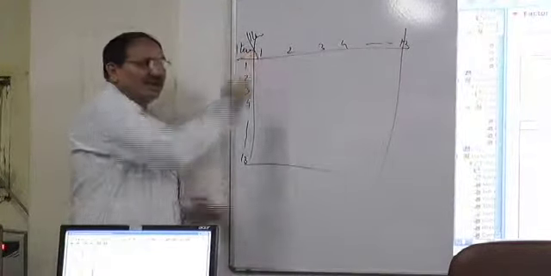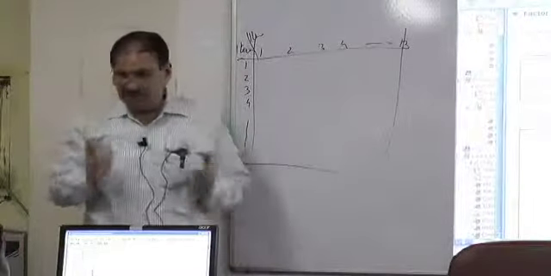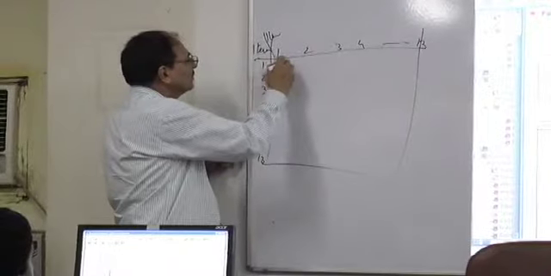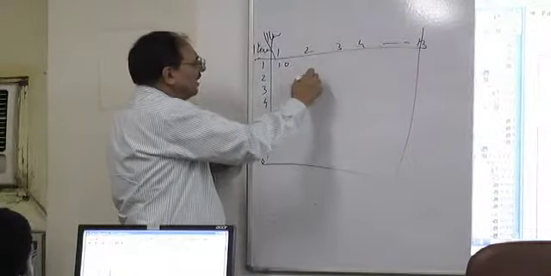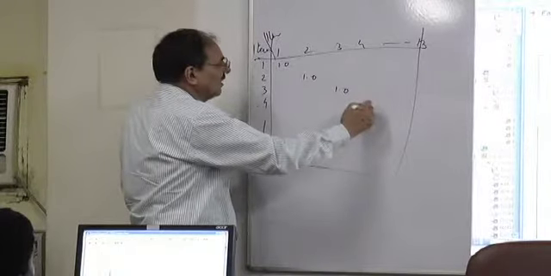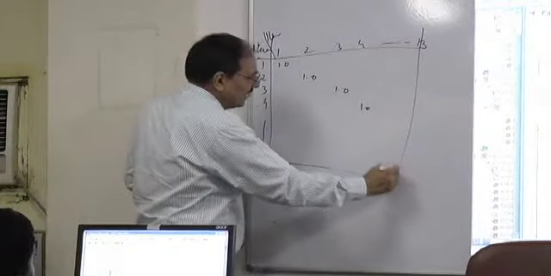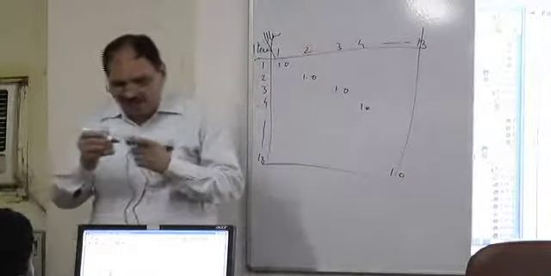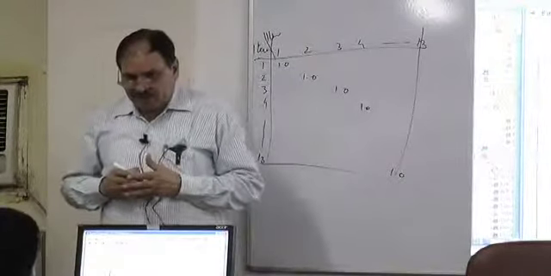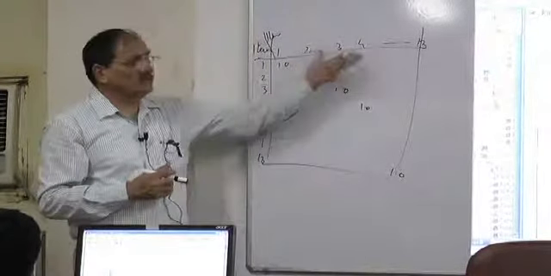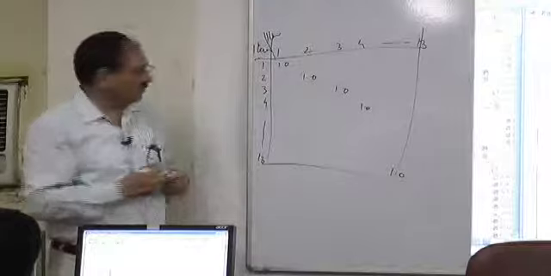Now, item 1 with item 1, what will be the correlation? 1, correct? Item 2 to item 2, 1. Item 3 to item 3, 1. Item 4 to item 4, 1. And item 13 to item 13, 1. All these would be 1. So on the diagonal, the values would be 1. Now, let us see what should be the values on the off-diagonal.